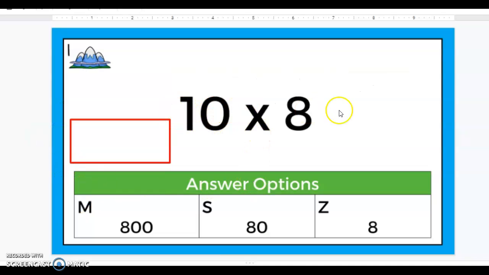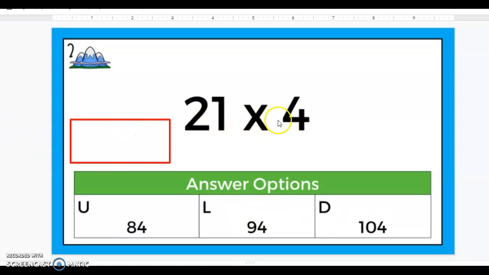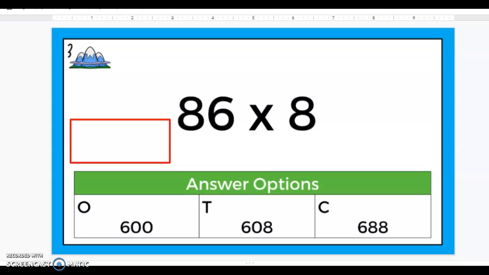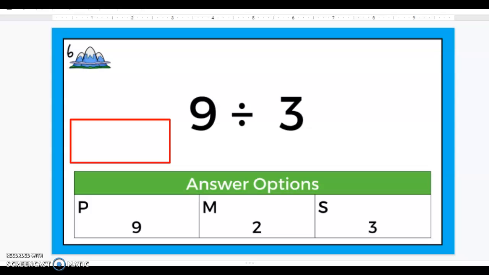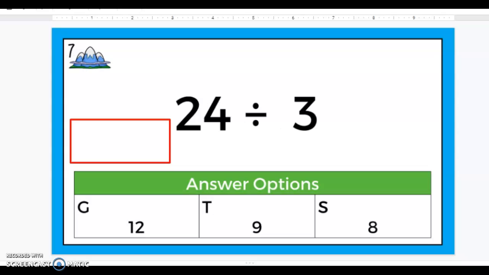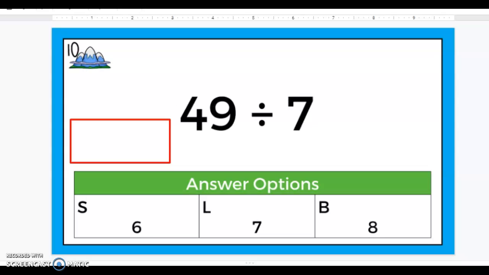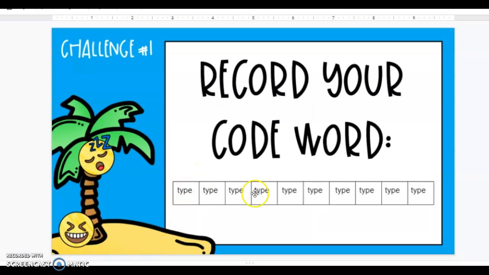So you're going to find the answer for 10 times 8, and you're going to move this red box over the correct answer. So it's either 880 or 8. 21 times 4, 86 times 8, 45 times 3, 100 times 4, 9 divided by 3, okay, and so on and so on and so on. All of these, all right? There are 10 different ones that you're going to solve, and then you're going to take all of those letters and plug them in order in these boxes here.